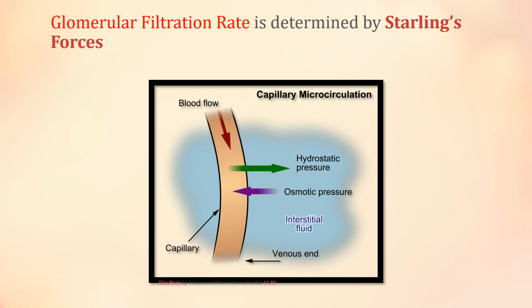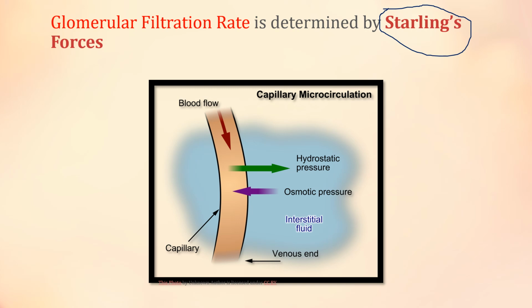Glomerular filtration rate is determined by forces known as Starling's forces, after Professor Ernest Henry Starling, who described them. Starling described the first hormone, secretin. These forces are of two types. They are hydrostatic and osmotic.